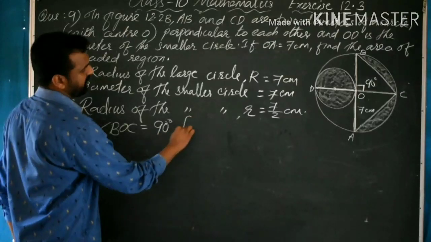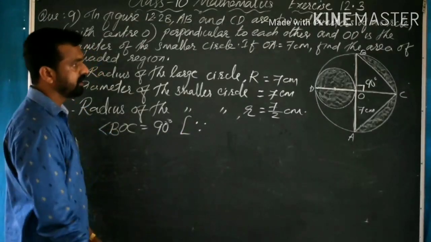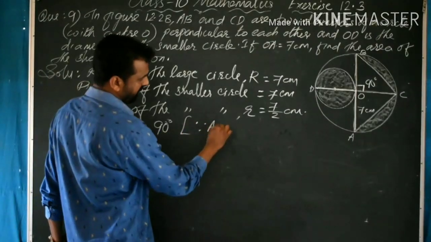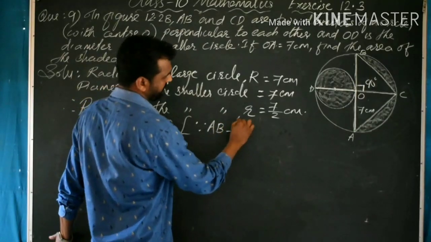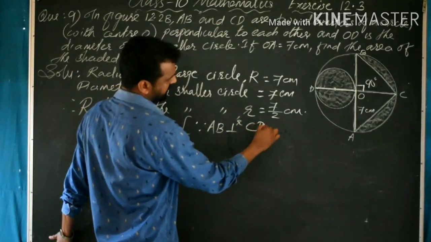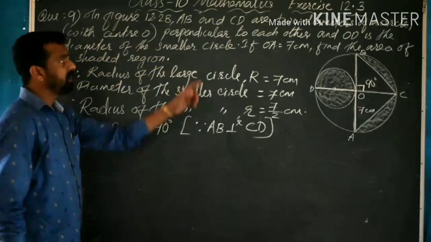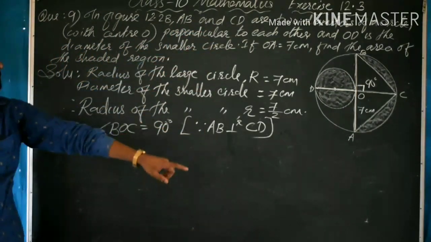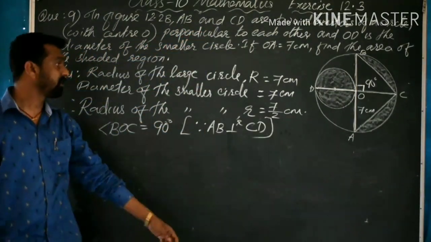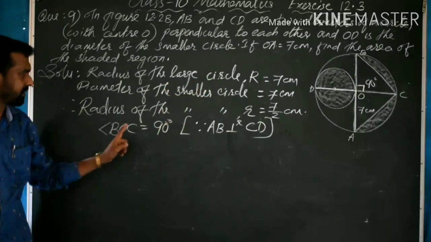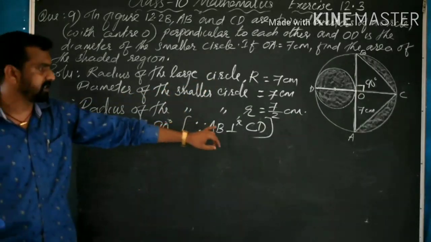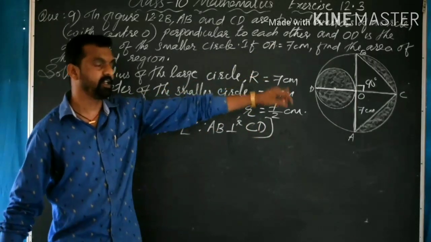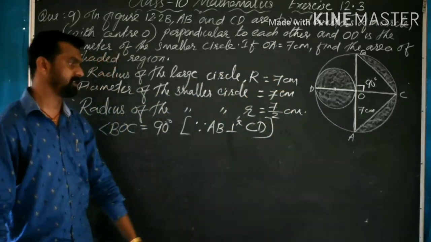90 degree we can write, and write the reason, because AB is perpendicular to CD, it is given there in the question. AB and CD are two diameters of the circle perpendicular to each other. So angle BOC is equal to 90 degree, because the reason is AB perpendicular to CD.